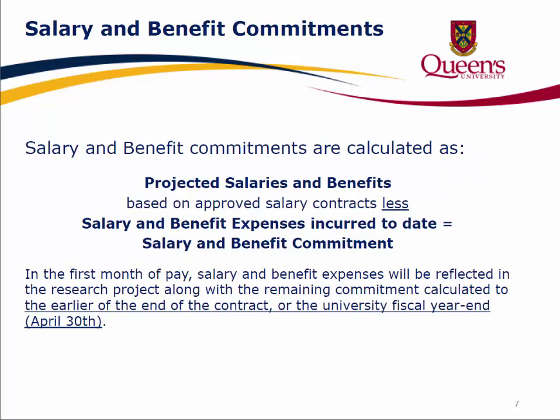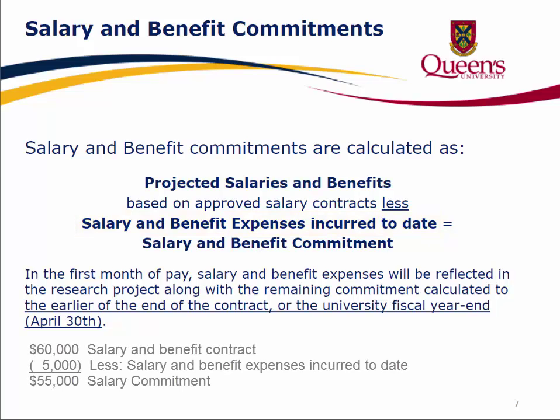Salary and benefit commitments. Salary and benefit commitments are calculated as projected salaries and benefits based on approved salary contracts, less salary and benefit expenses incurred to date for approved salary contracts. For example, if the approved salary contract, including benefits, was $60,000, and the salary and benefit expenses incurred to date totaled $5,000, the remaining salary commitment would appear as $55,000 in the project.